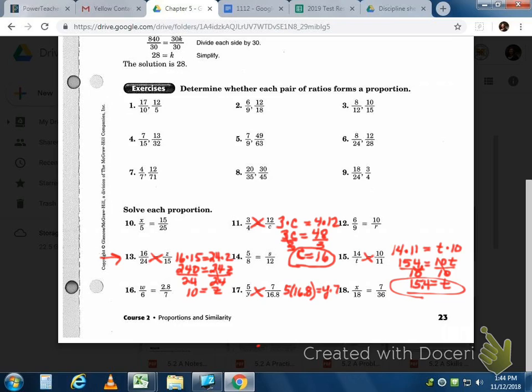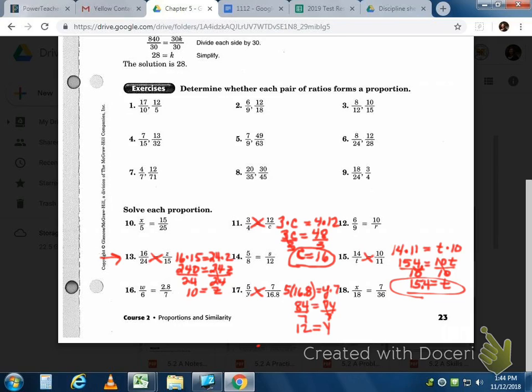Who's got a calculator? What's 5 times 16.8? 84 equals, and then y times 7 is really what? 7y. And then what do we do to solve? Divide by 7. So y equals 12.